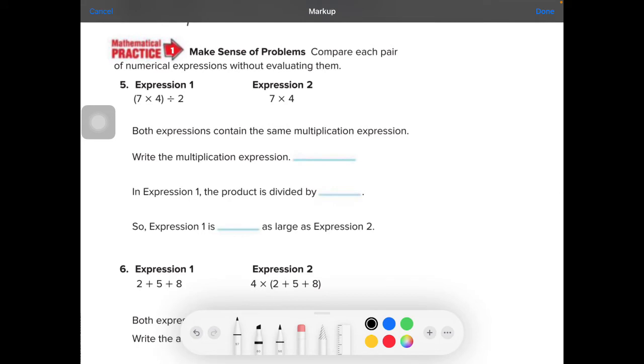Compare each pair of numerical expressions without evaluating them. Comparing means we look at this one and find out what is similar and what is different. Let's begin. Both expressions contain the same multiplication expression. They both have a 7 times 4. In expression 1, right here, the product is divided evenly by, yep, you guessed it, 2. So expression 1 is blank as large as expression 2. It is half, because the 2 divides it into 2 equal parts, or half.